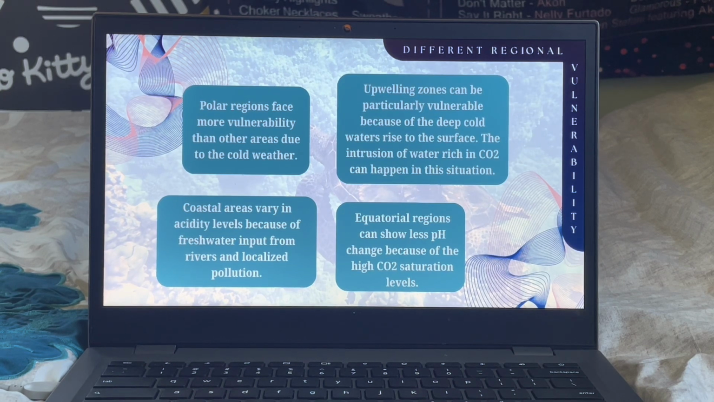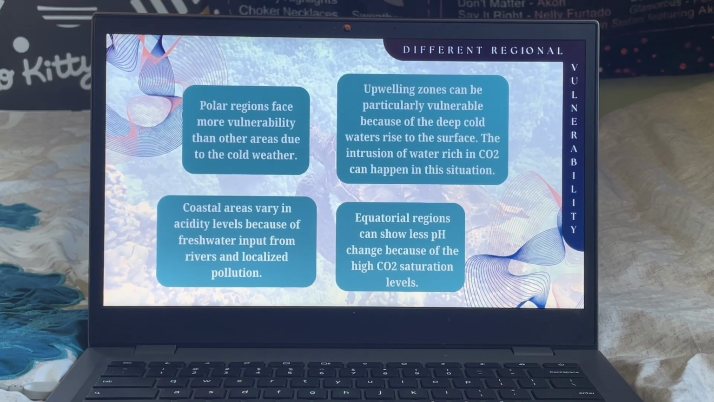In different regions, the acid vulnerability varies. For polar regions, like Alaska, ocean acidification is a hot spot for this process due to the cold weather. Cold water absorbs carbon faster than in warmer temperatures. In upwelling zones, or places where cold, deep ocean water is brought to the surface, carbon-rich waters can intrude surfaces and lead to more acidic waters.